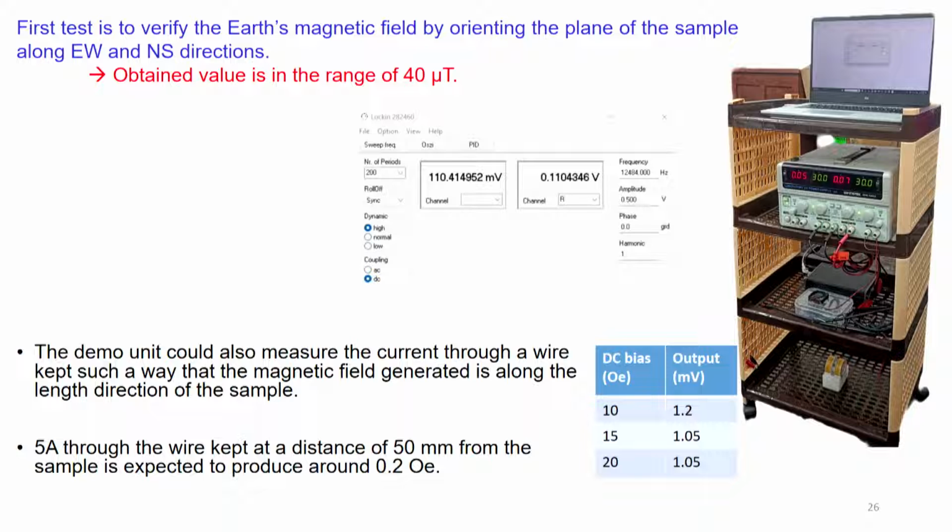For this, we give the DC bias, which is given by this yellow color coil. With this, we can measure the Earth's magnetic field, which is going to give you a value of the order of 40 microtesla, which matches that of the location in Chennai.